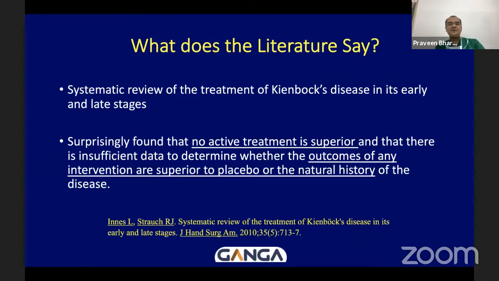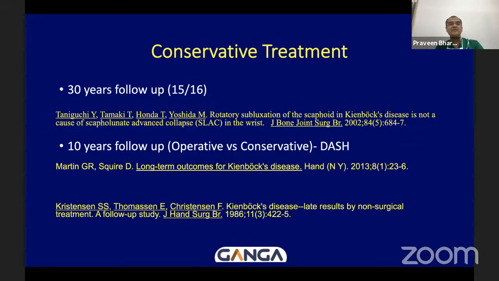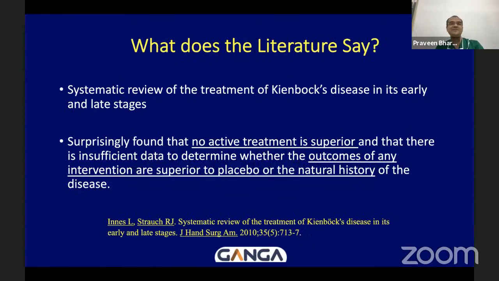And this was a good article by Innes. He evaluated all the treatment options and found that none is superior to the others, and most of the treatment options are giving good results. There are even nice papers on conservative treatment outcomes. There are no papers showing 30-year follow-up of any surgical option, but a 30-year follow-up of conservative treatment showed that 15 of the 16 patients were good. So that means you really should not force these Kienböck patients into surgery.